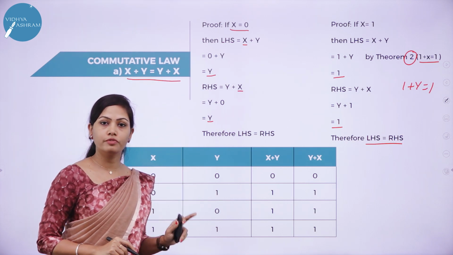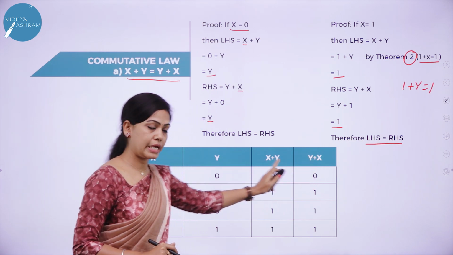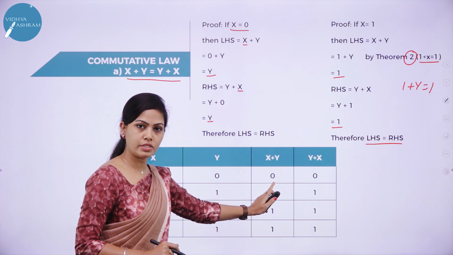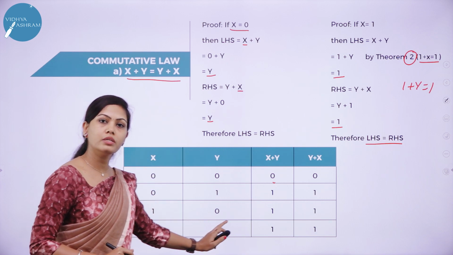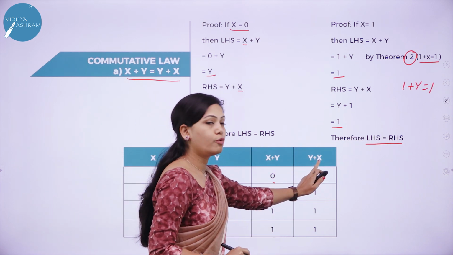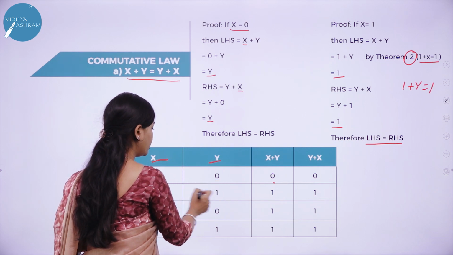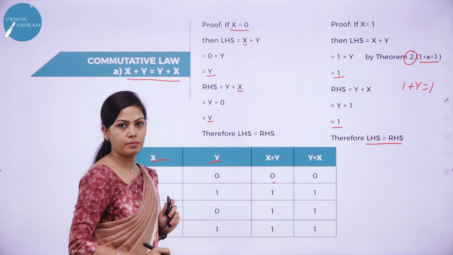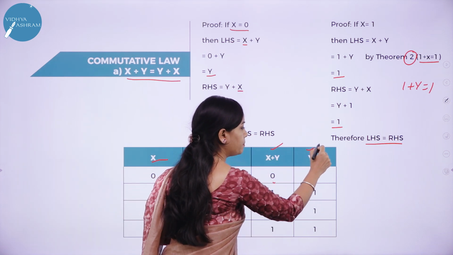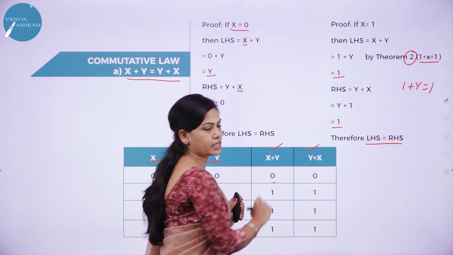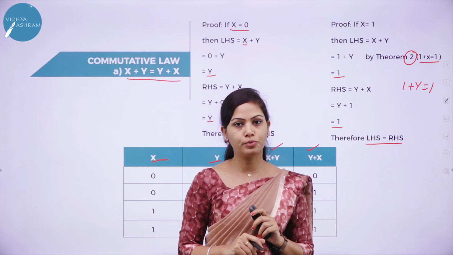First you have to write all the truth values for x and y variable and find x plus y and y plus x. 0 plus 0 is equal to 0. 0 plus 1 is 1 and 1 plus 0 is equal to 1. 1 plus 1 is equal to 1. And also find out y plus x. First you have to add these two, y plus x, 0 plus 0, 0 plus 1, 0 plus 1, 1 plus 1. You can observe here column x plus y and column y plus x both are identical. So, both the values are equal. So, both are identical, hence it is proved.